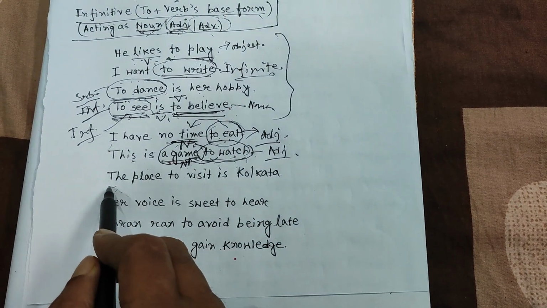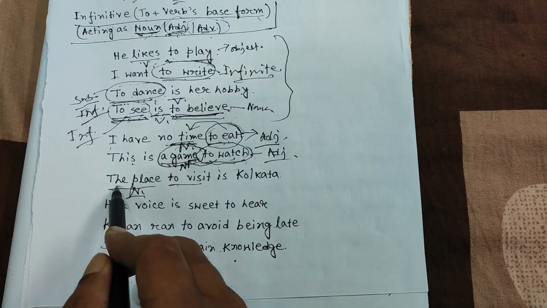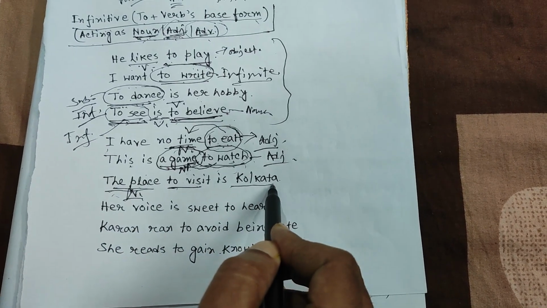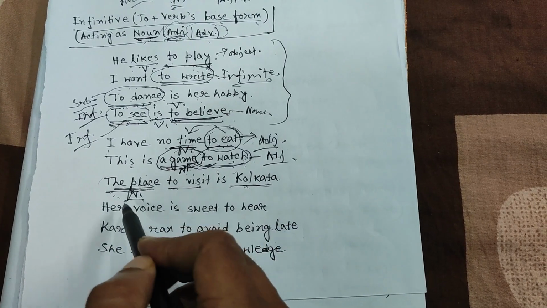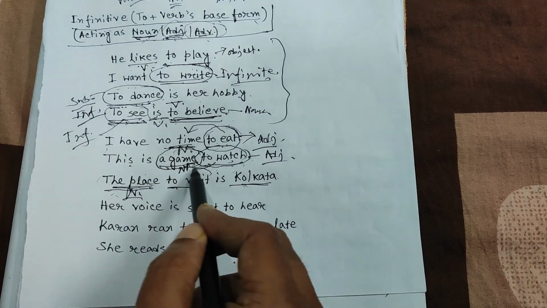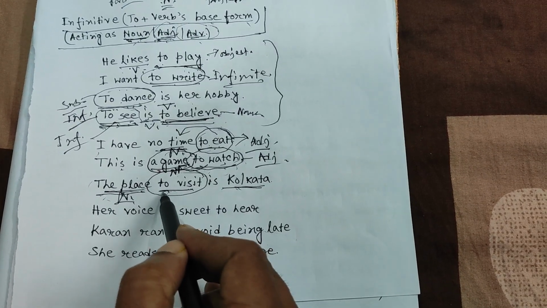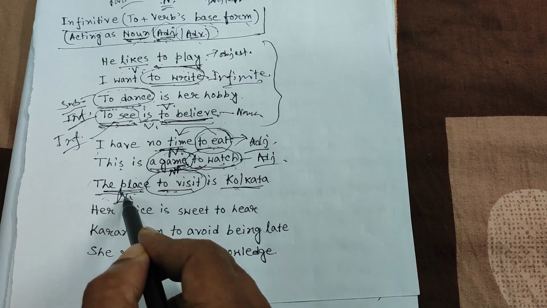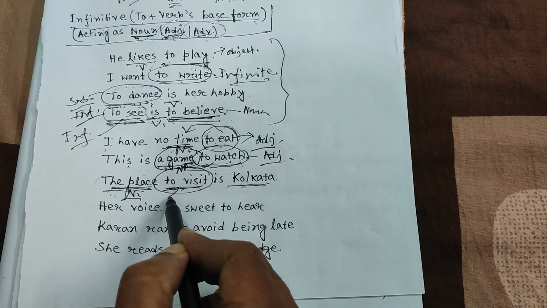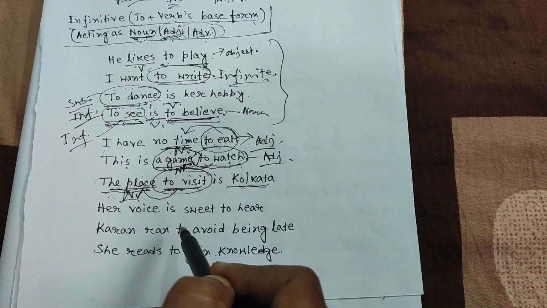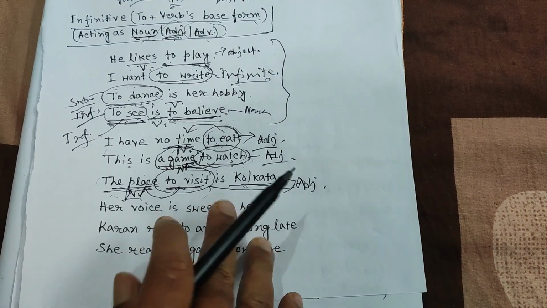As you can see, the place to visit. The place is the noun. The place to visit is Kolkata. Here, the place Kolkata is being described. The place to visit. So, where should we visit? The place to visit. So, to visit is an infinitive. It is clearly describing the place Kolkata. So this is also an infinitive, and it is doing the role of an adjective.